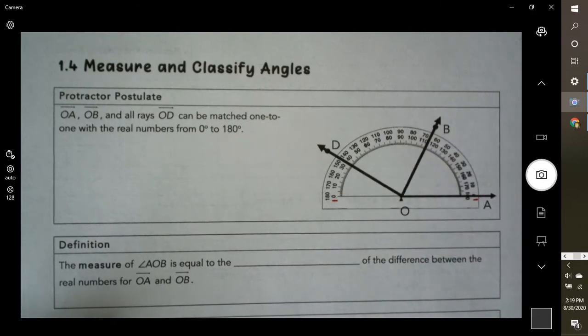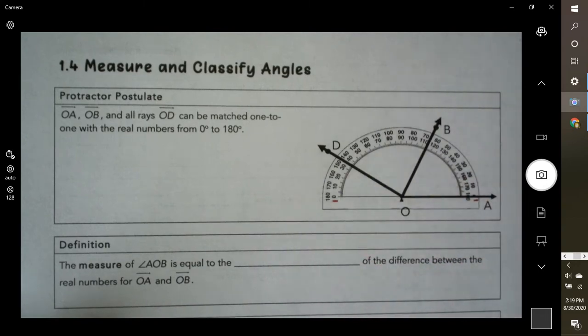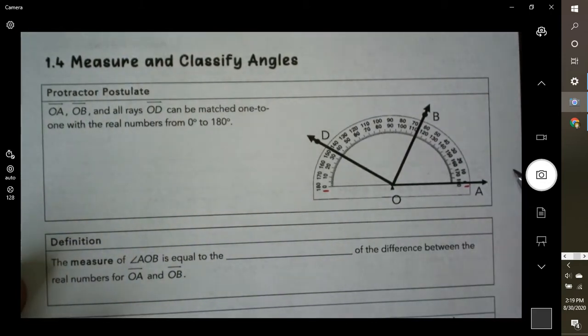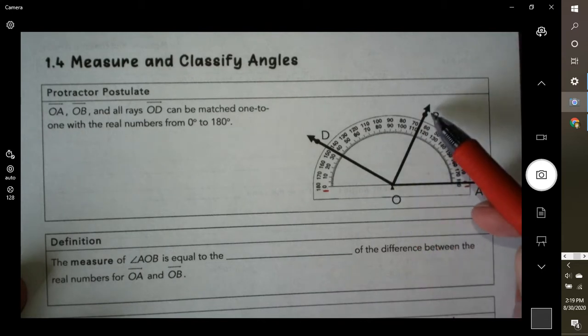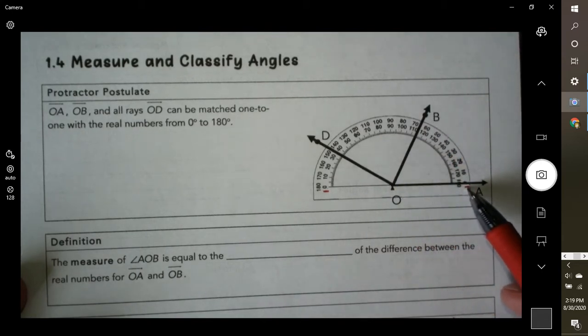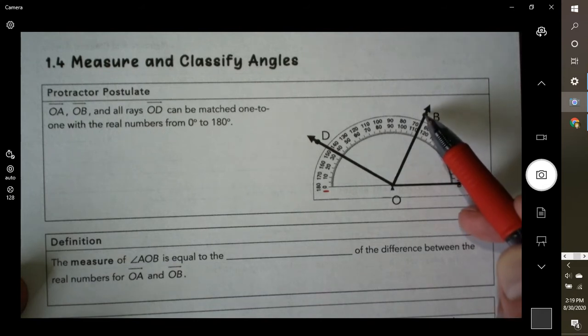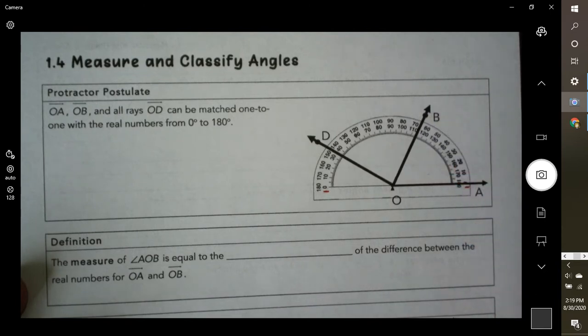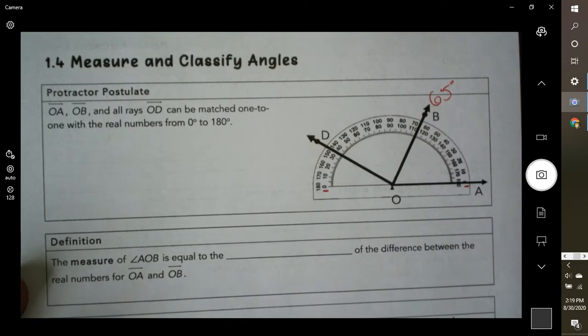So for instance, if I was going to measure angle AOB here, I would start at the 0 on the right side. Let's keep going here. So my first angle here, we were talking about AOB. So we notice I'm going to start at the 0 on the outside, and when I go up, my angle seems to be right in between 60 and 70. Let's call that 65 degrees. And we'll put that little circle on the end there to represent our degrees.